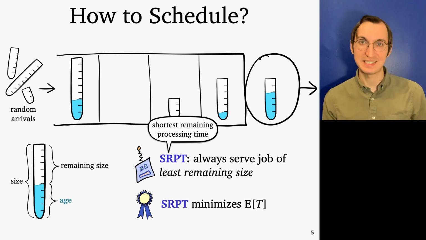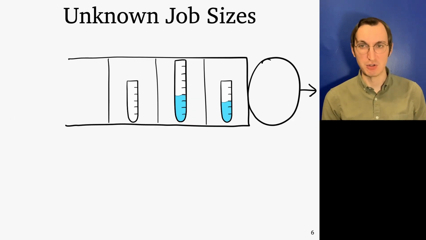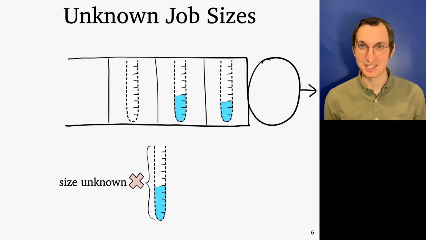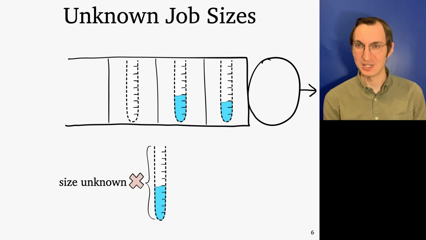So that's a really easy version of the problem because we know each job's exact size. What about the harder case where we don't know job sizes? Say we have unknown job sizes. We don't know the heights of any of the test tubes. How should we schedule now? And even more basic of a question, how do we even decide what jobs to schedule? What information do we have to use?